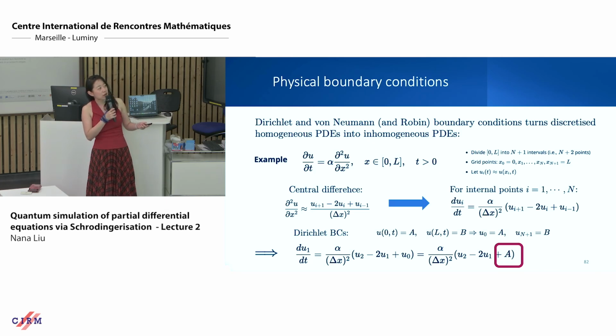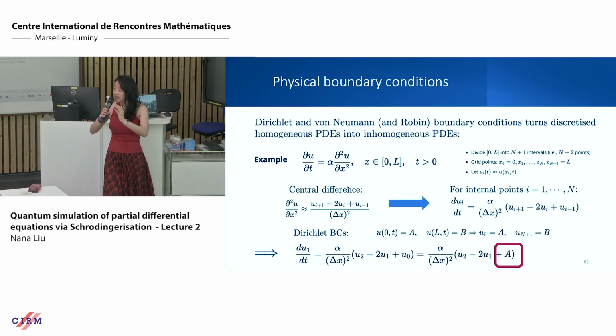But suppose we have boundaries. Say this is one dimension, we have 0 and L. Then we know that u at 0, t is equal to a, and u at L, the other boundary condition at t, is equal to b. Then we see that the equation that we get for du1, where this is the first component of u, has this inhomogeneous term a. Everything else inside works the same, but at the boundaries we're going to have inhomogeneous terms.